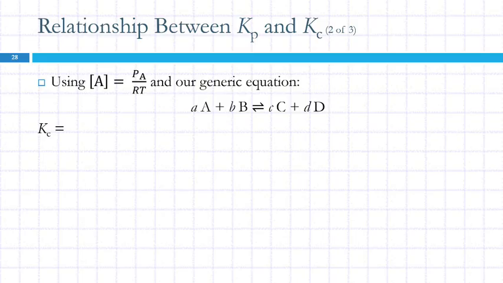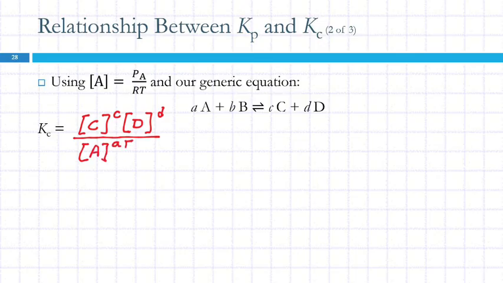So we're going to look at the relationship between Kp and Kc. The concentration of gas A is equal to its partial pressure divided by RT. So let's look at this generic equation and write out Kc. That would be, again, products over reactants. So C raised to the C power times D to the D power divided by A to the A power times B to the B power.